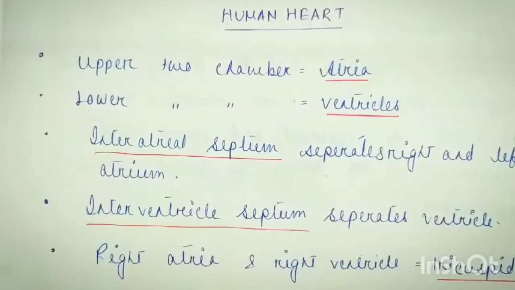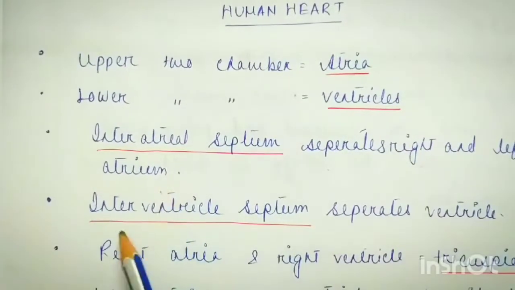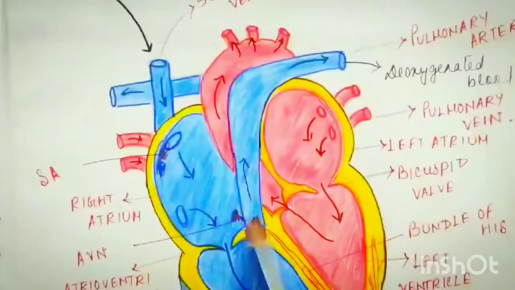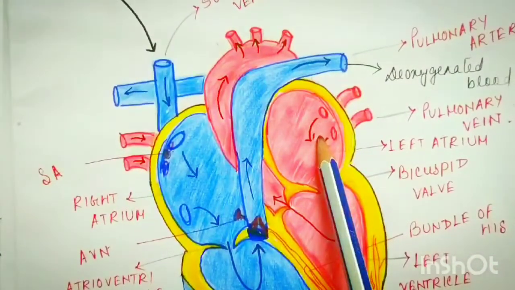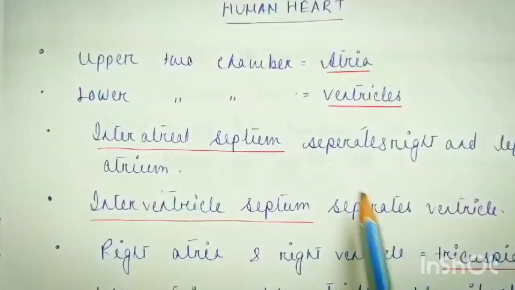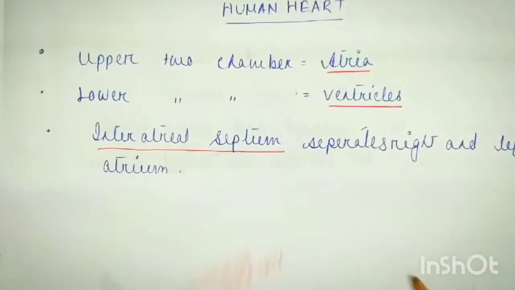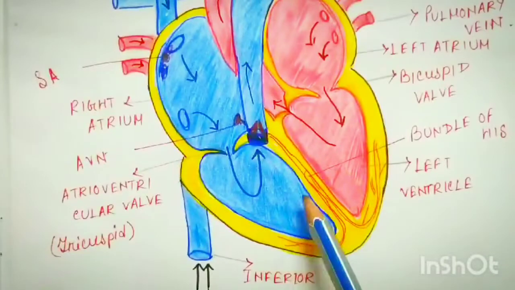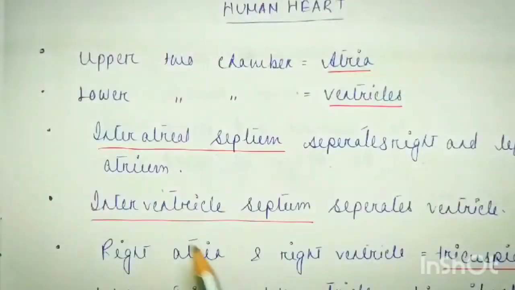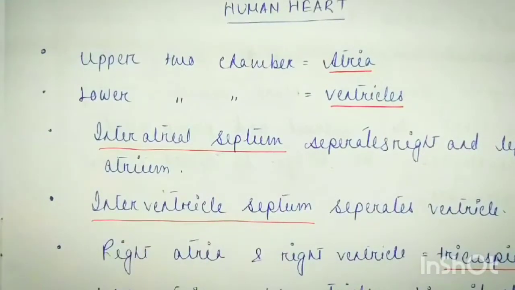Next point, the interatrial septum separates the right and left atrium, whereas the interventricular septum separates the ventricles. It means this is the right atrium and this is the left atrium. These two atria are separated by a membrane which is known as the interatrial septum. You have to remember this term, so I am underlining this line. Next, these are the two ventricles, right ventricle and left ventricle, and this separating wall is known as the interventricular septum. So this term also you have to remember.